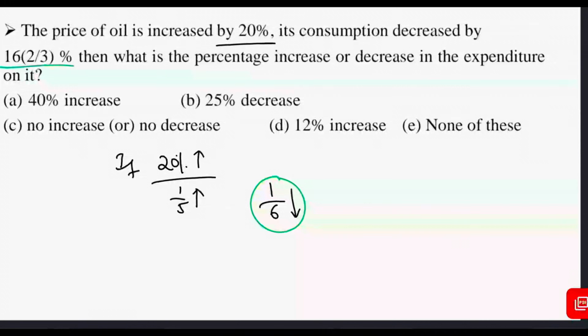In the question itself it is given: 16.66% is decrease. So directly the question gives 20% increase, and it is already given that 16.66% is also decrease. Then finally, how much percentage increase or decrease? In the sense, there is no increment, there is no decrement. The increase is already completed, the decrease is also completed. So the answer is no increase, no decrease.